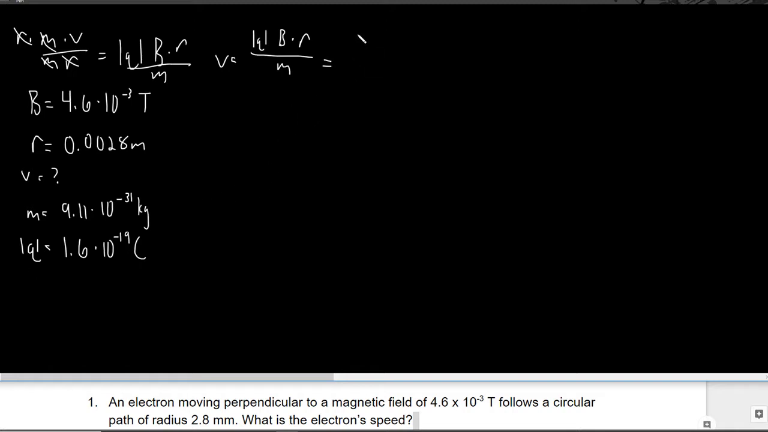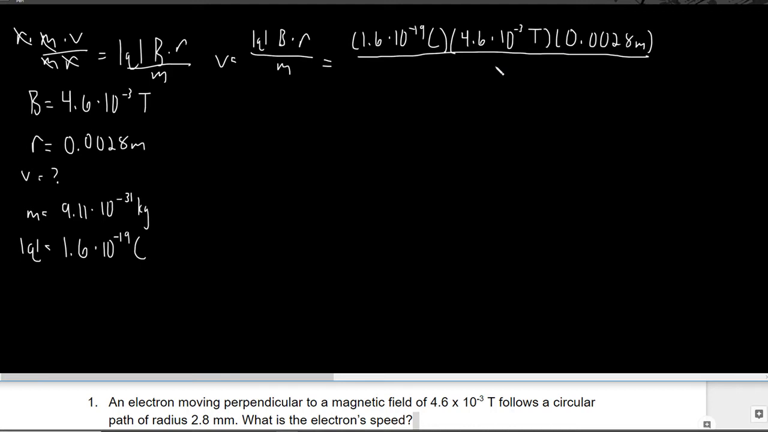So we've got 1.6 times 10 to the negative 19 coulombs, because we're just talking about one electron, times the strength of the magnetic field, we said was 4.6 times 10 to the negative 3 teslas. The radius of the curved path, we measured to be 0.0028 meters. And we're going to take all of that and divide it by that cool number, 9.11 times 10 to the negative 31 kilograms.